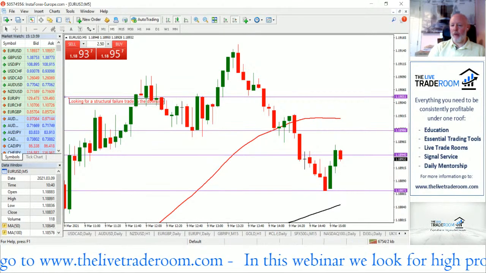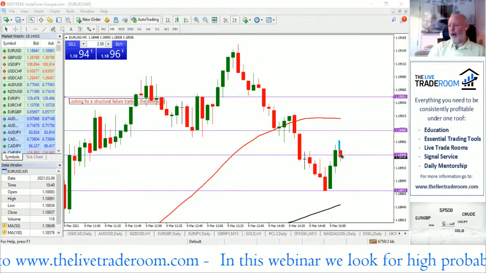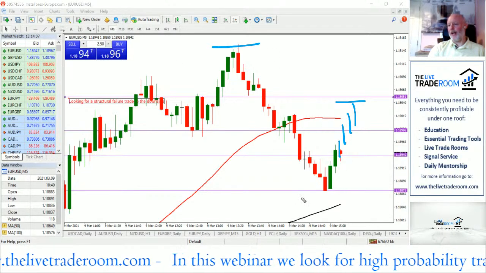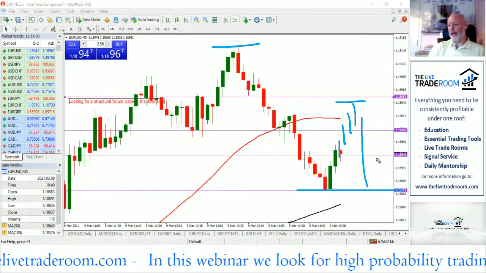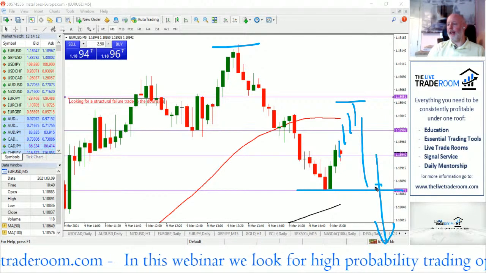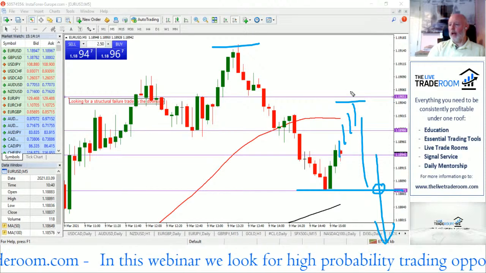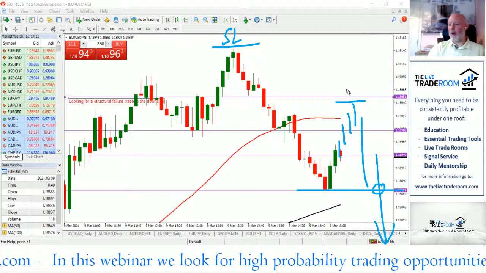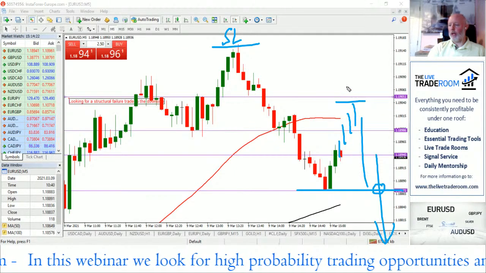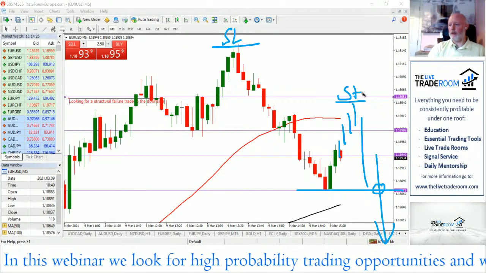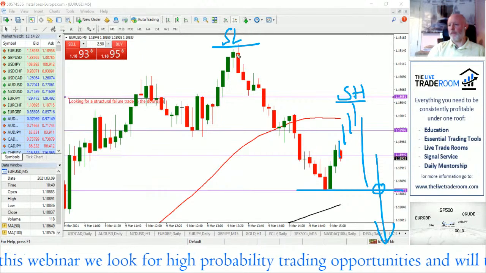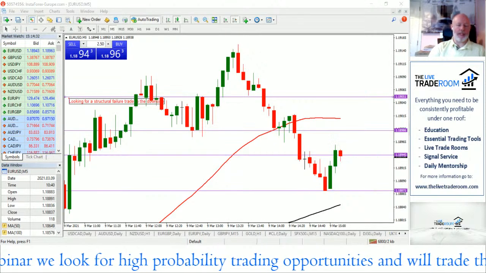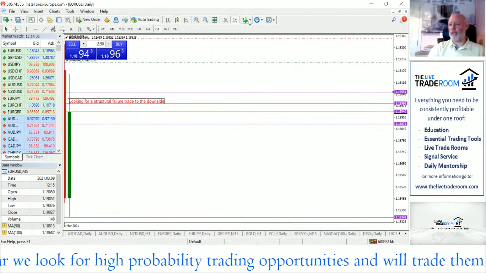See, this is quite a shallow pullback. If we had a nice solid pullback up to these levels, that would be quite a deep pullback. And if we get this extended move to the downside and we get in around this price in here, we've got our stop loss. This market will have to trade through two structural highs to actually stop us out. So again, you're just putting barriers in place and stacking the odds in your favor as much as you possibly can.